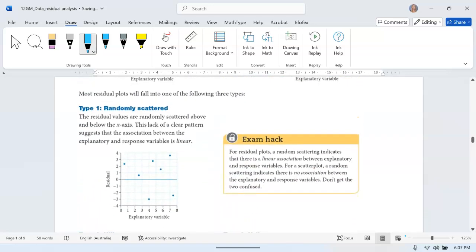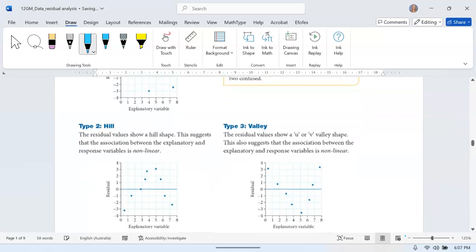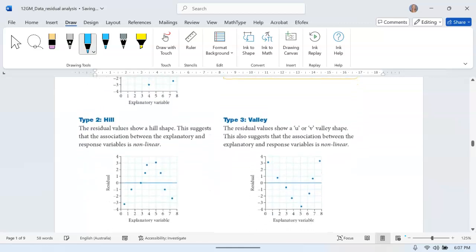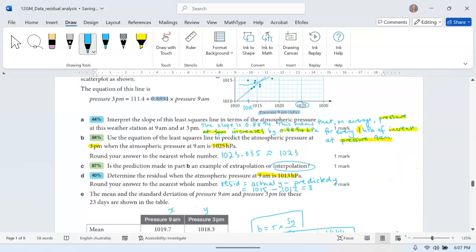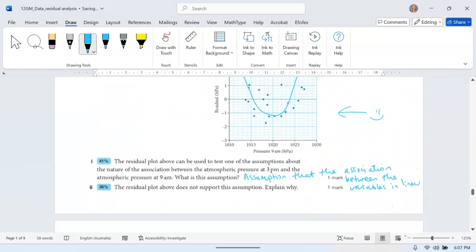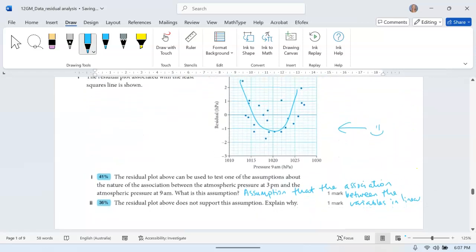All right, so type 1, randomly scattered, that's what we want for linear. Remember this is our linear. And then if it shows a pattern, which is similar to type 2, now clearly it wouldn't be exactly like this because you would have more dots, or like the one we've got now is kind of more like that. It's non-linear. So let's just go back and say why it does not support it? Because there's a clear pattern, basically.